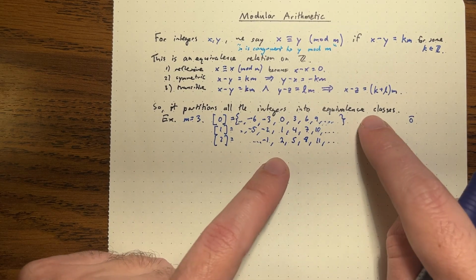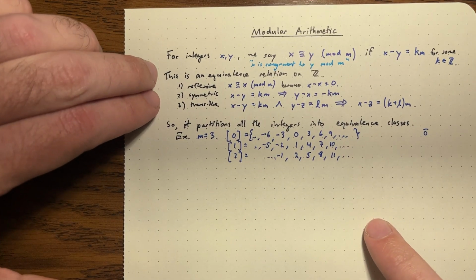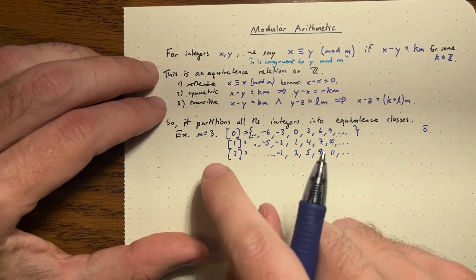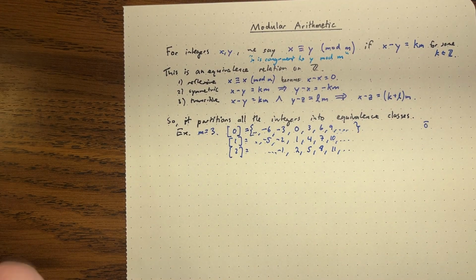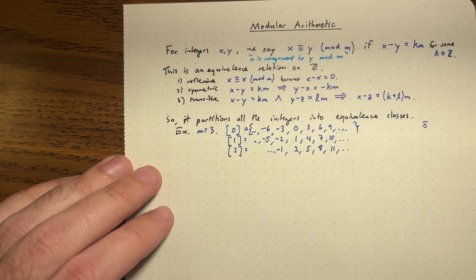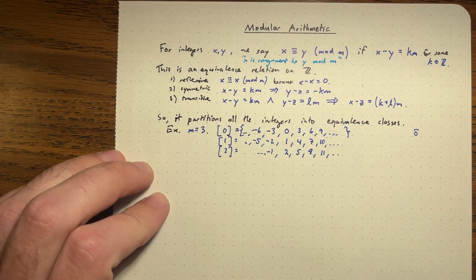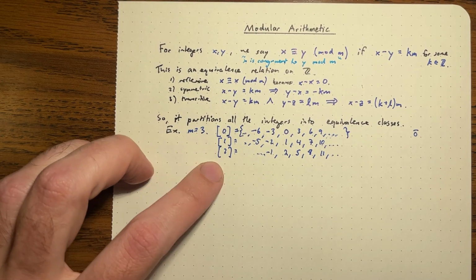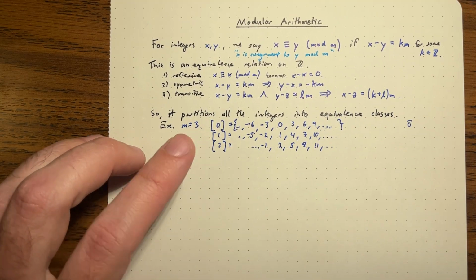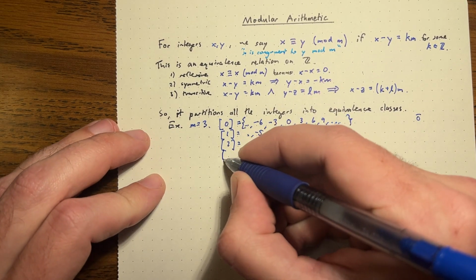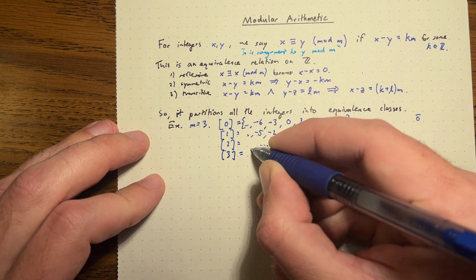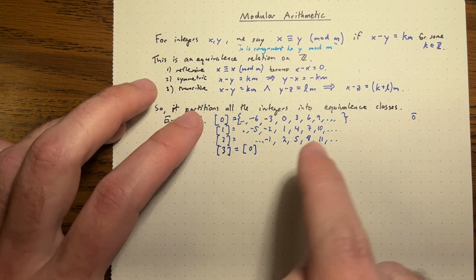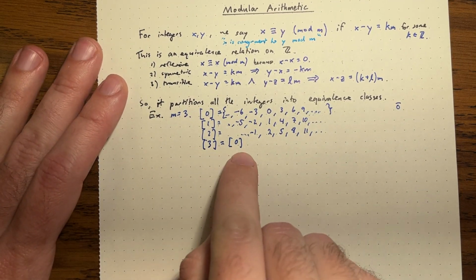So every integer is in a well-defined class here. This is the point of the equivalence relation: it partitions the integers into these equivalence classes. And this is it, we've covered everything, because if we get to 3, then we're back in the first equivalence class. So notice, the equivalence class of 3 is the same as the equivalence class for 0. It's literally the same set. So these are the same.